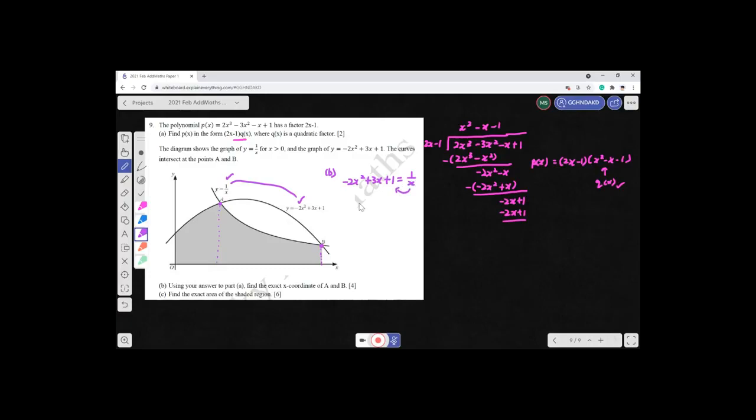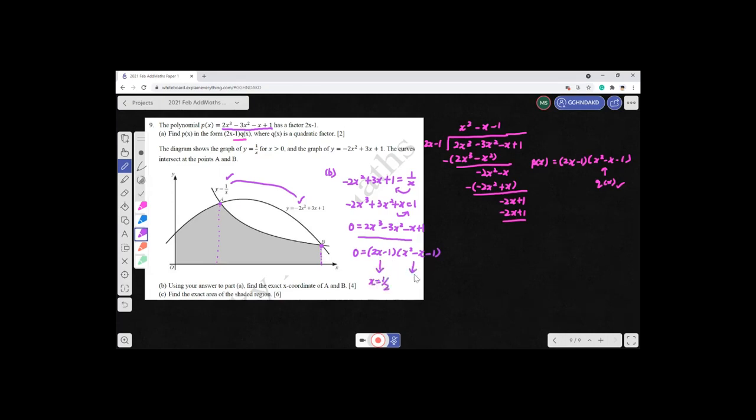I bring the x to there, so I will get minus 2x cubed plus 3x squared plus x equal to 1. I bring everything to the right side, it will be 0 equal to 2x cubed minus 3x squared minus x plus 1. And what can you see here? This can be factorized as 2x minus 1 and x squared minus x minus 1. So if I find here, the x is 1 over 2.